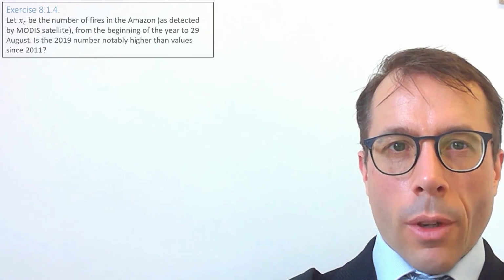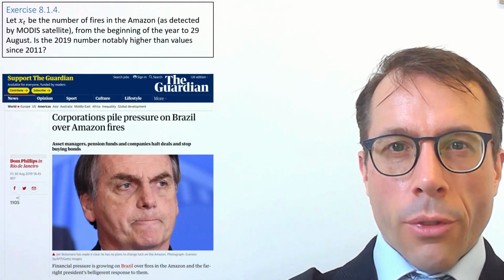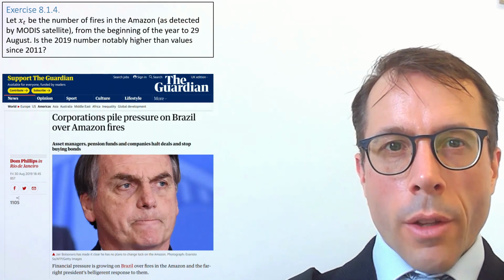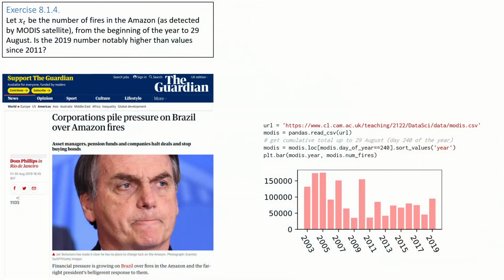The next example is a bit political. Here's a question about fires in the Amazon. In summer 2019, the news was full of stories about Bolsonaro and how, under his watch, the number of fires had dramatically increased. Here's a plot of the number of fires each year.